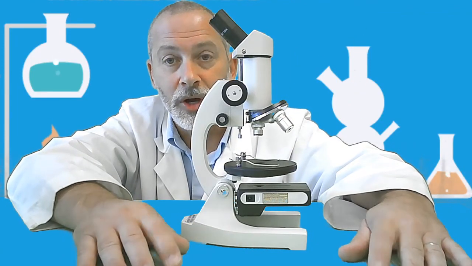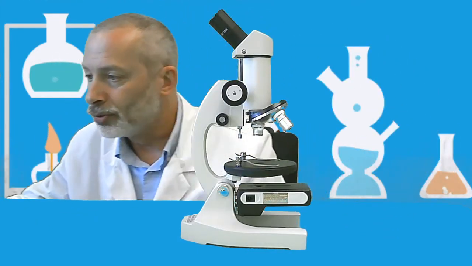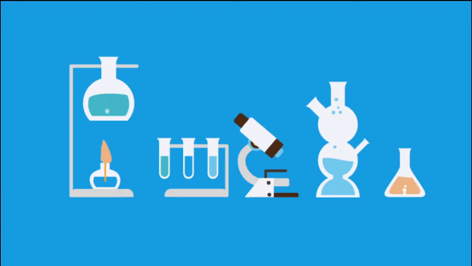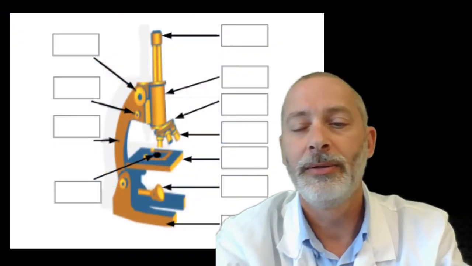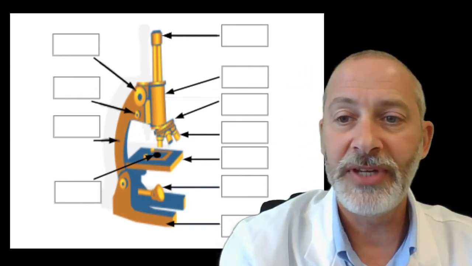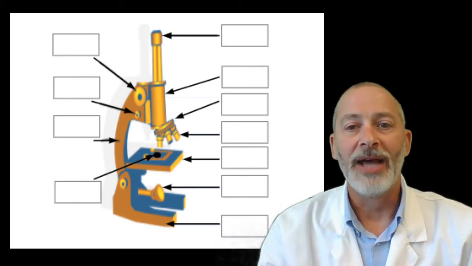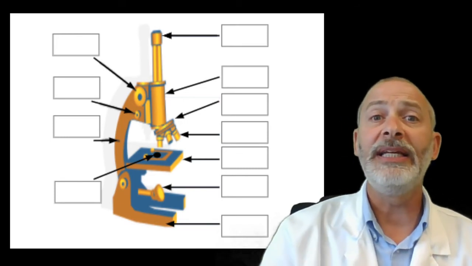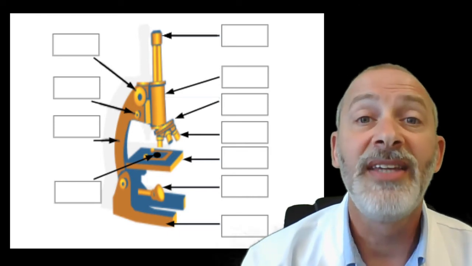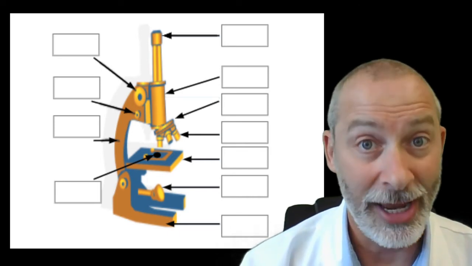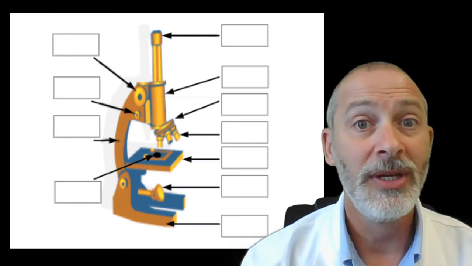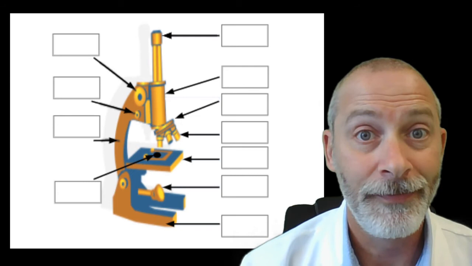Okay, so let's head on back to our notes. Okay, so here we have left our diagram. Our diagram, you should have completely labeled, and I'm going to give you a big hint for this week's quiz. Study the diagram. You need to know all of the different parts of the microscope.